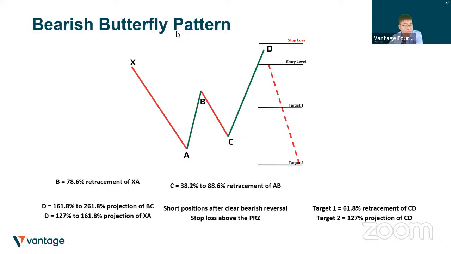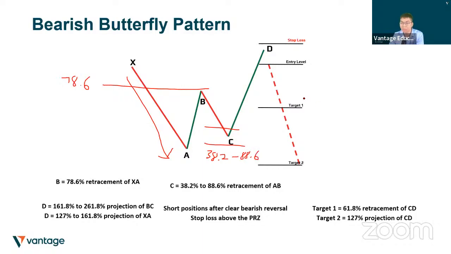So yeah, just focus on the bat pattern. It's the most accurate one, just to say it one more time. So the bearish butterfly pattern requires a retracement of the bearish impulse leg XA. And precisely, same thing, 78.6%. And C is at 38.2% to 88.6%. And D, the projection of BC.